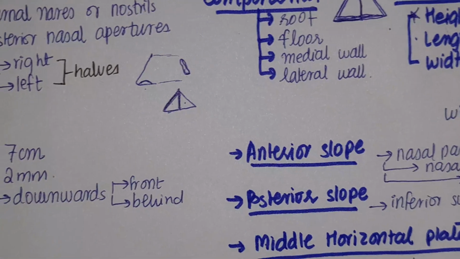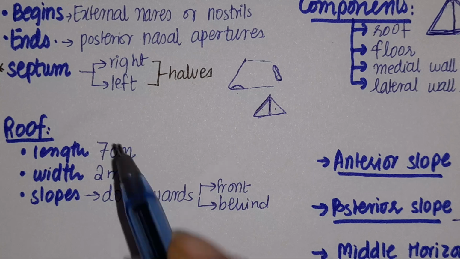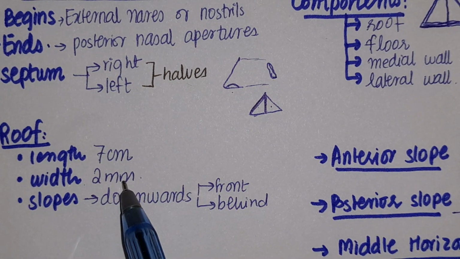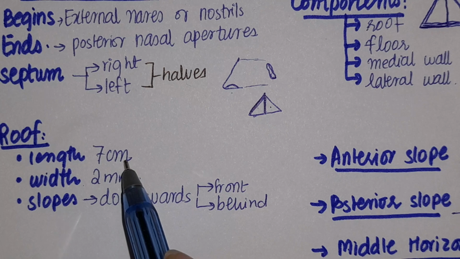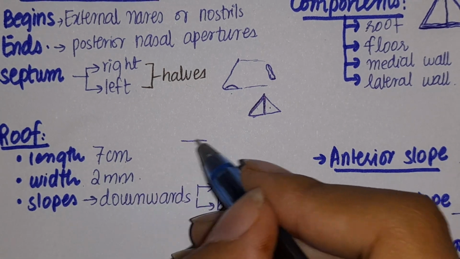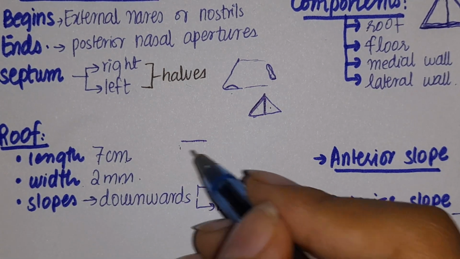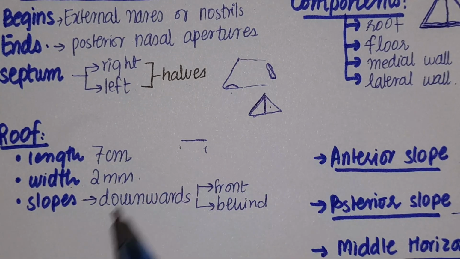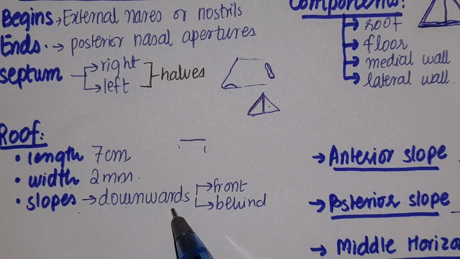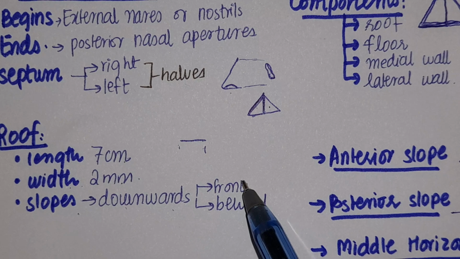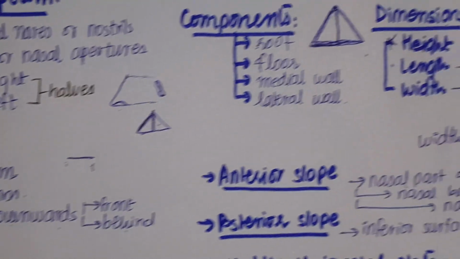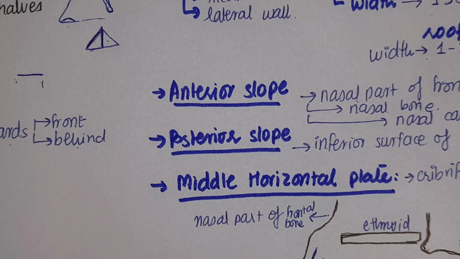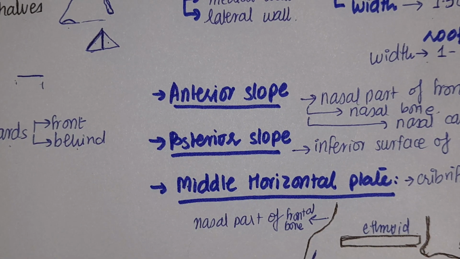Now we will talk about the roof. As I told you, the roof is a little bit shorter and it has a width of 2 millimeters, whereas the length is 7 centimeters. So if we have the roof like this, the length of the roof is 7 centimeters and the width is 2 millimeters only, and it slopes downwards in the front as well as behind. Now it has a lot of slopes. We will firstly talk about the roof, which has a lot of slopes and is formed by a lot of structures.